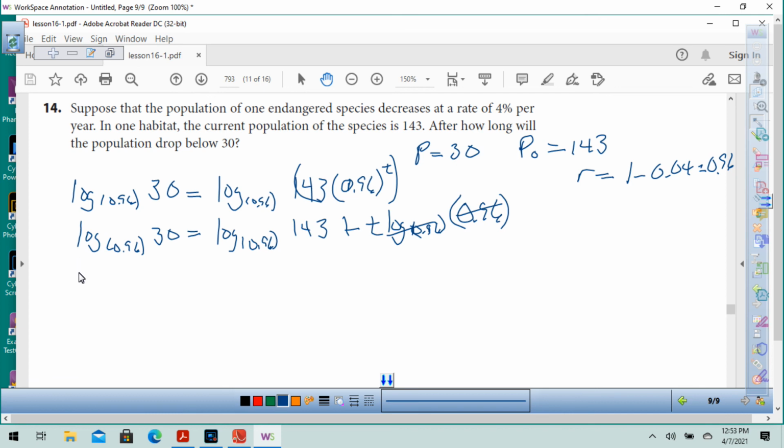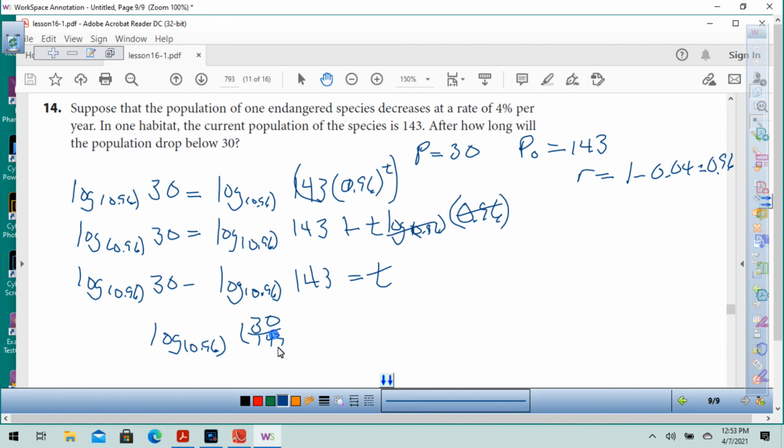I'm going to subtract this to the other side. Log base 0.96, 30 minus log base 0.96, 143 equals t. So we got log base 0.96, that's going to be 30 over 143 equals t. If you put that in your calculator, it's going to be about 38.3 years. So after about 38.3 years, the population of that endangered species will drop below 30.